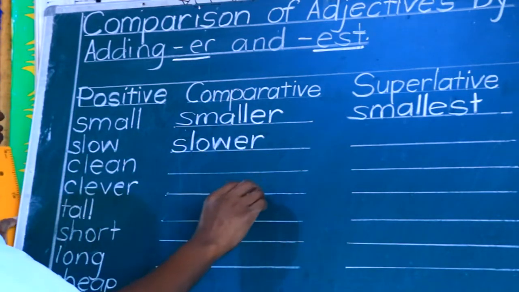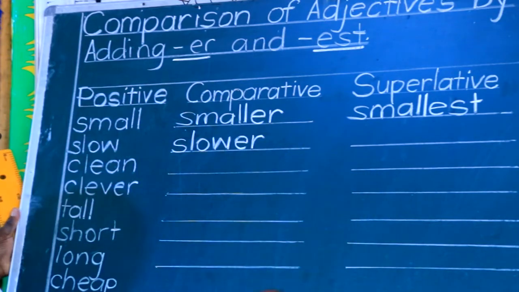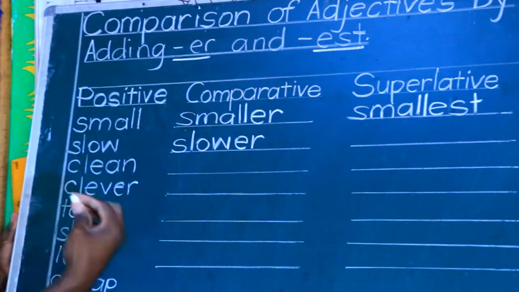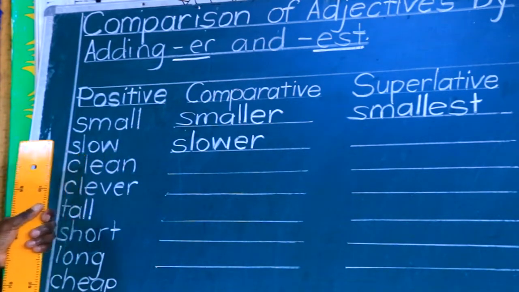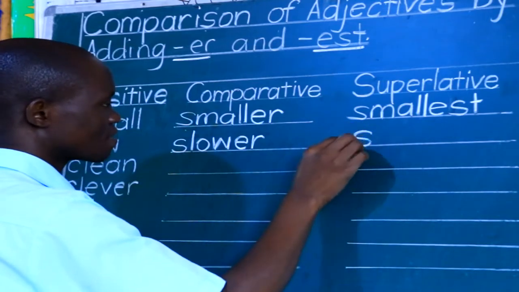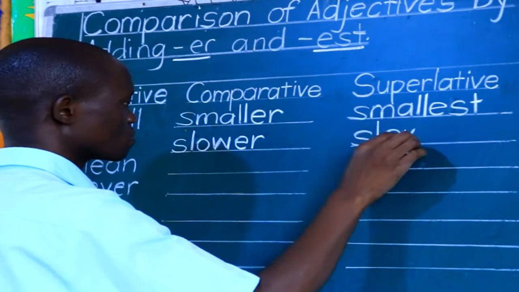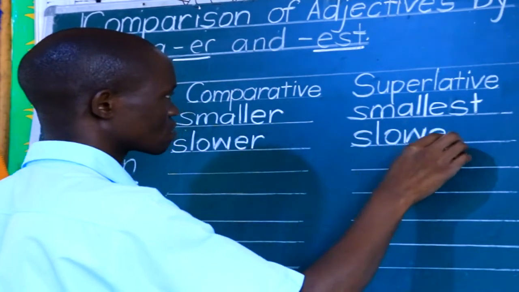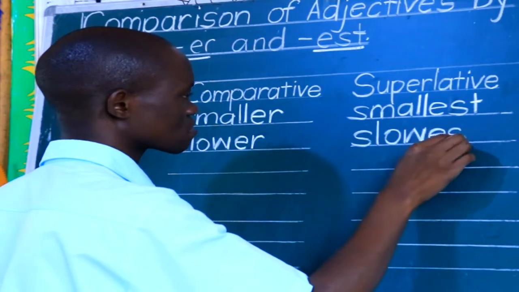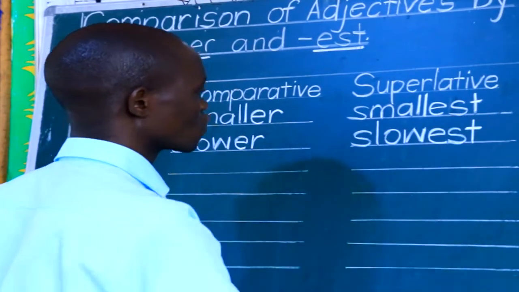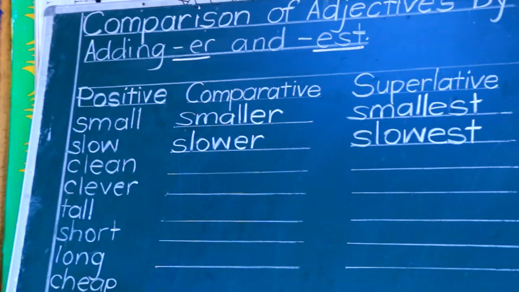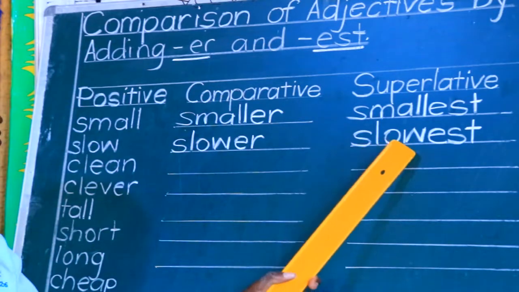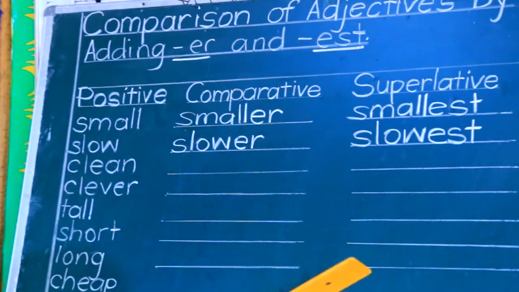What is its superlative? The teacher has just told you, simply add EST to the root word. Which root word? The original word, the adjective slow. Write S-L-O-W. After writing slow, next add EST as shown above. So finally you have formed its superlative, which is slowest. So you have slow, slower, slowest, small, smaller, smallest.